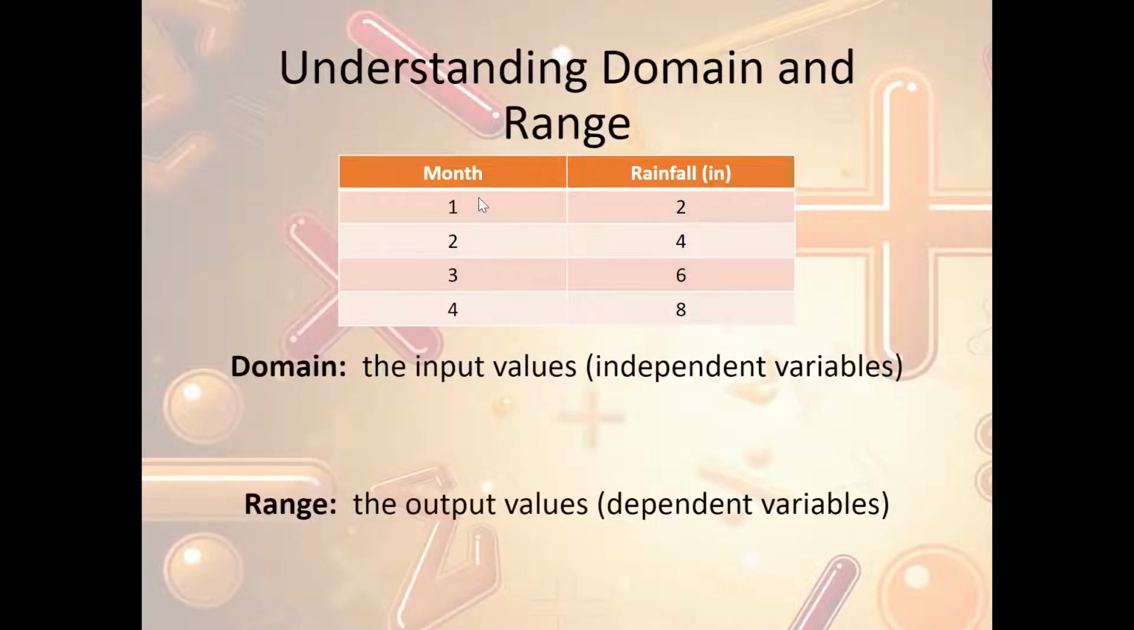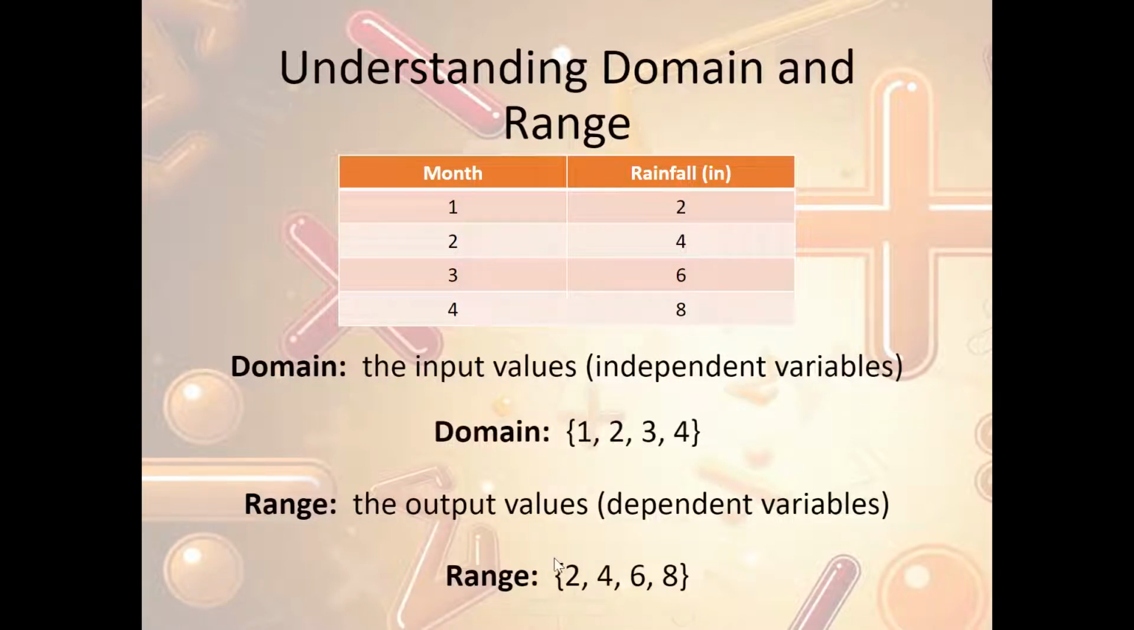So in looking at this, we're given a table here, and we're supposed to pick out the range and the domain of each of these. So first we'll do the domain, the input values. Well, our input values in this case is the month, so we're just going to list the values that apply. We can see that the values are 1, 2, 3, and 4. So that is our domain, 1, 2, 3, and 4. The range are these values here. So our range would be 2, 4, 6, and 8. So we have our domain, we have our range.